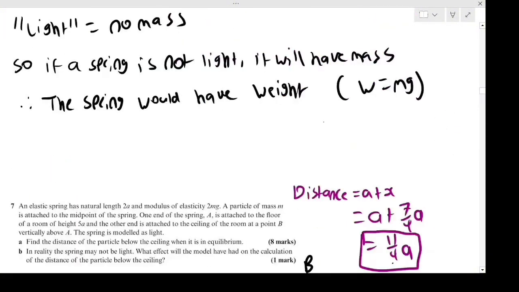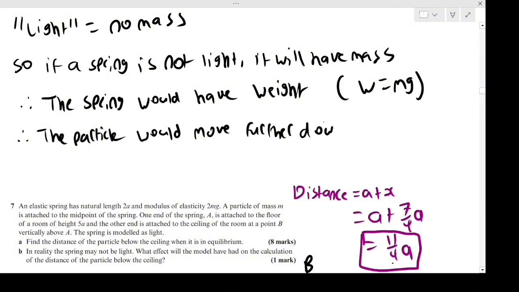So what that would mean is, therefore, the particle would move further down the spring, okay? And so as a result, the particle is further away from the ceiling. So that means the distance would increase. So the distance from the ceiling would increase.